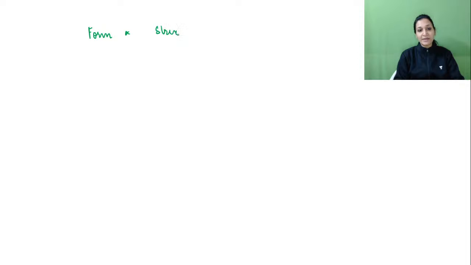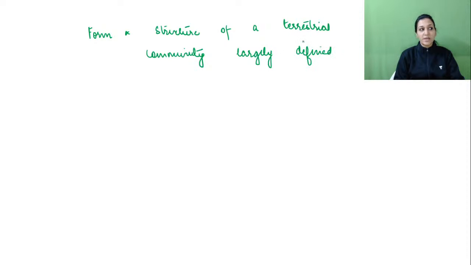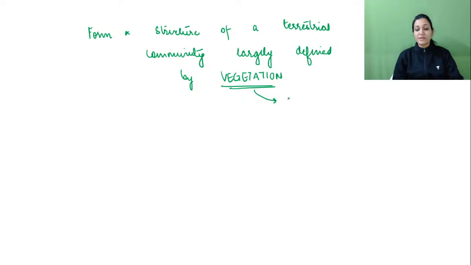So the form and structure of a terrestrial community is largely defined by what? Vegetation. And in vegetation, what all things will be included? Growth forms, vertical, horizontal, and biological structure.